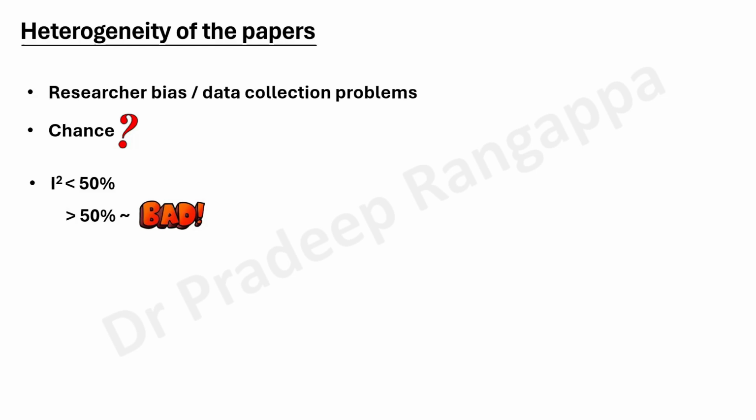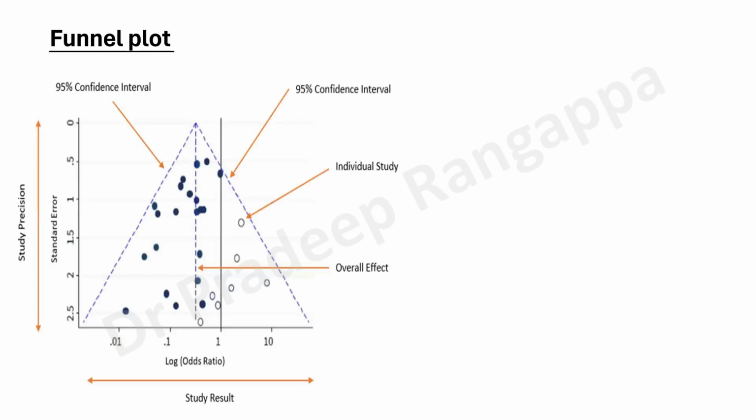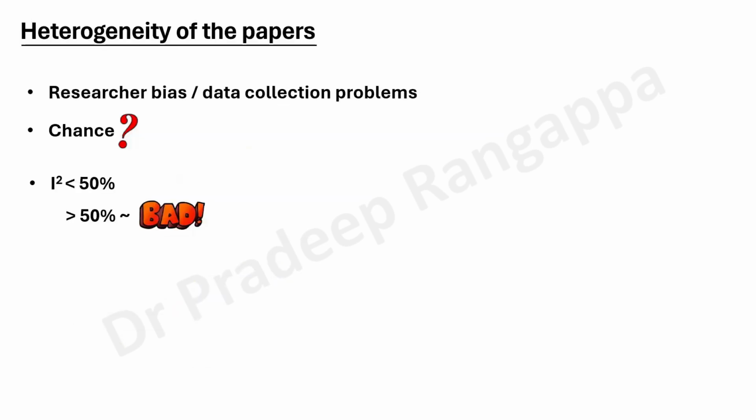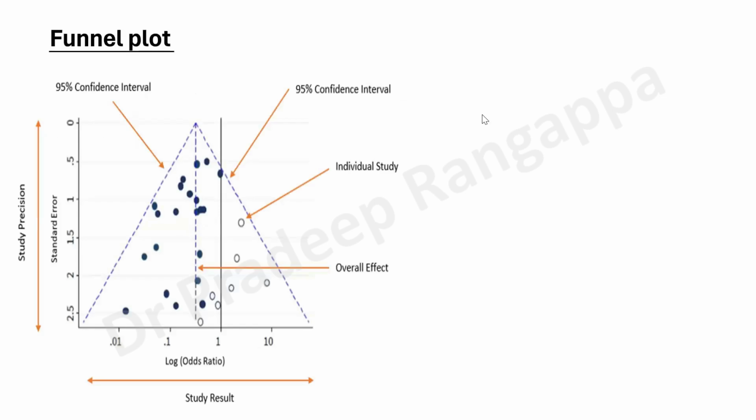Then we spoke about heterogeneity determined by I squared. So in the exam, you have to mention all these so that there is a good conceptual understanding of how you interpret this data. Then the last thing in meta-analysis is the funnel plot. So this is also very important. The funnel plot looks something like this.